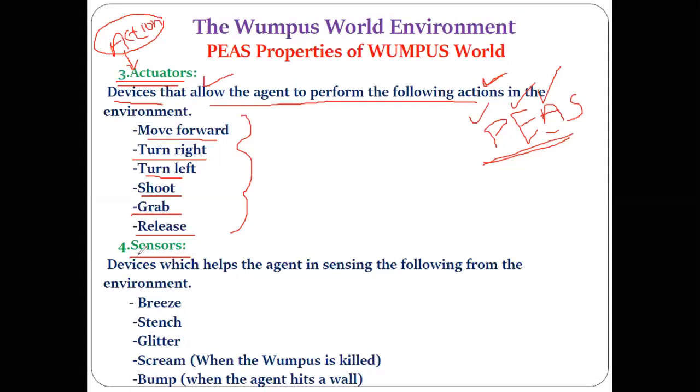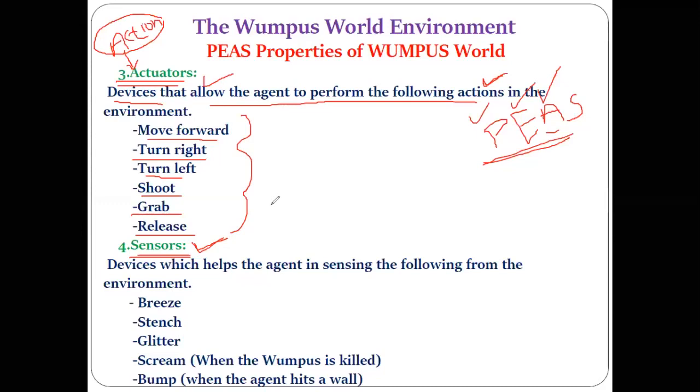And lastly, importantly, we have the sensors. Now I already told you about the different kinds of perception that have to be done by our agent. If the agent wants to perceive something, what does he need? Just like the previous property we discussed, if the agent wants to make a movement, there is a need for actuators. So if the agent wants to perceive something, what does he need? Sensors. He needs the sensors. Perception is done with the help of the sensors.